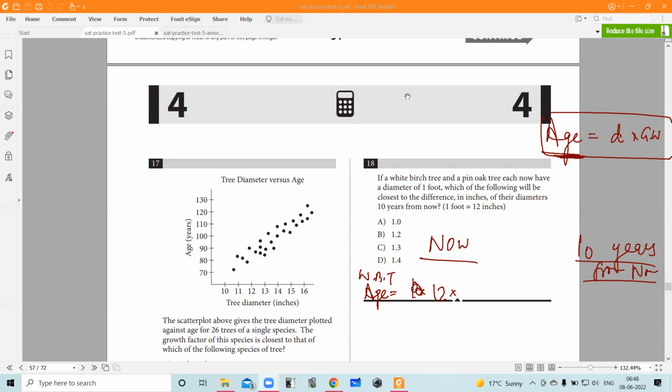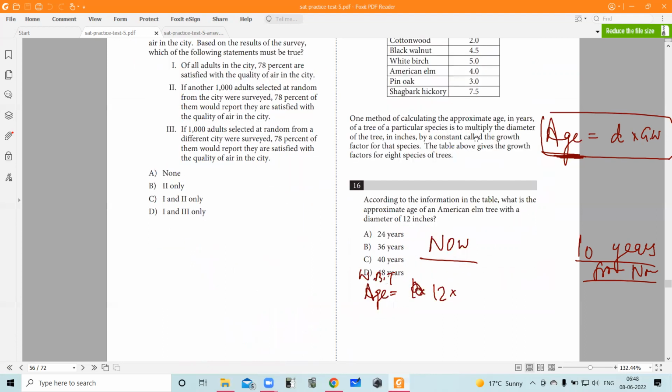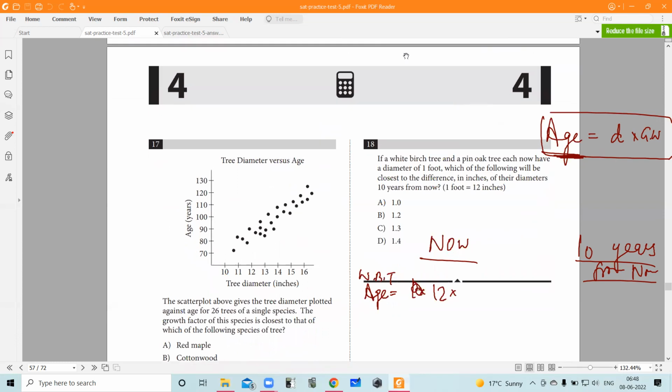If you scroll up, the white birch tree growth factor would be 5. So that'd be 12 times 5, which is 60. And what was the second one? Pin oak tree. So that would be 12 times 3, which is 36. So you have 60 and 36. Now 10 years from now, what will be the age of the white birch tree? White birch tree will be 70. And pin oak tree will be 46. Okay, so this is the age.